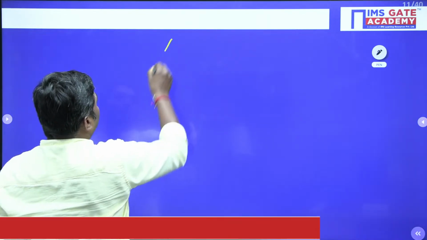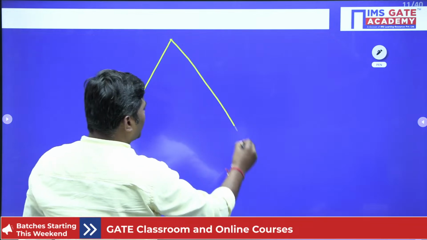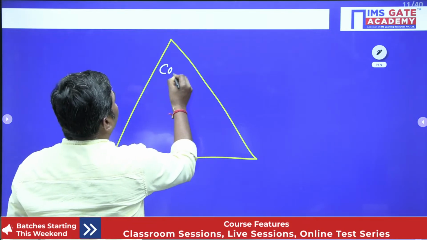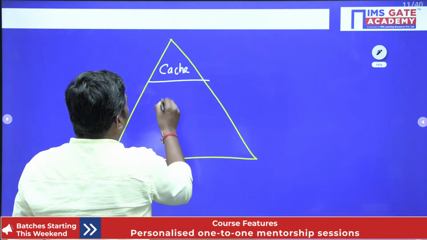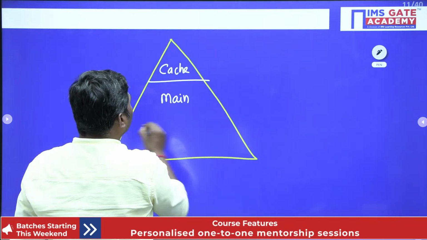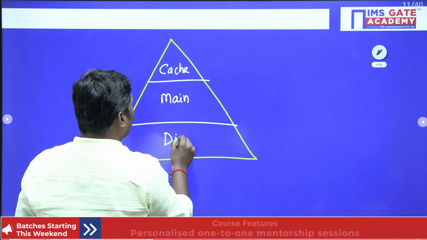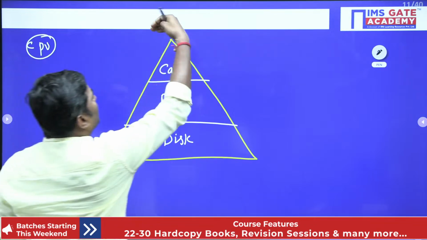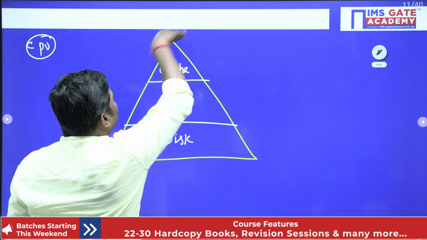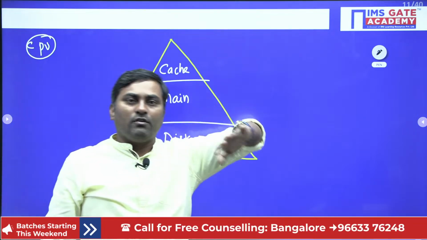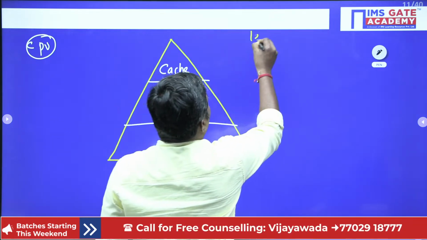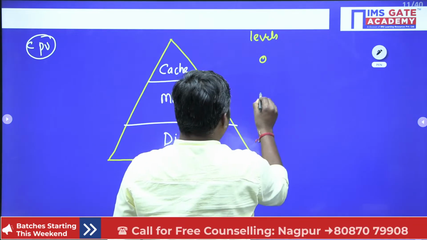We'll now see some characteristics of a memory hierarchy. You can put the subheading as characteristics of a memory hierarchy. The top level of the memory hierarchy is cache memory, the next level is main memory, and the bottom level is disk. Here is the CPU. You can also put registers as another level: registers fall under level 0, then cache memory, then main memory, then disk. These are the levels: level 0, level 1, level 2.